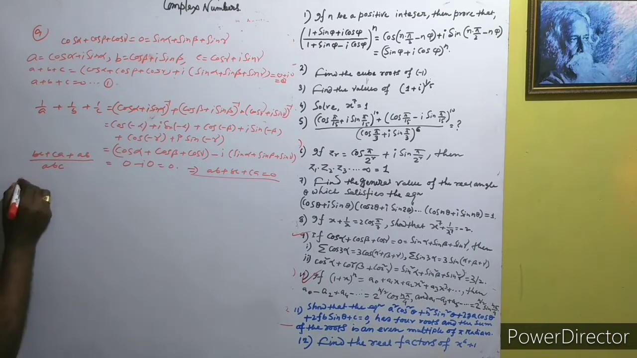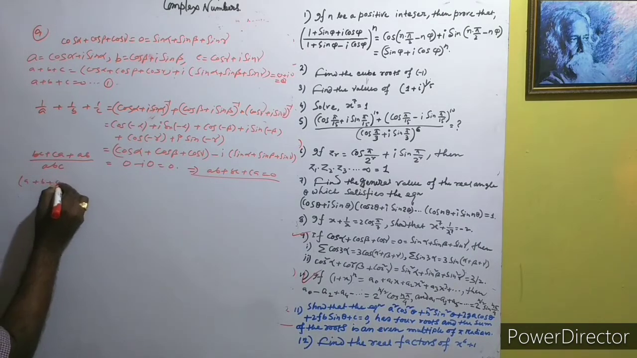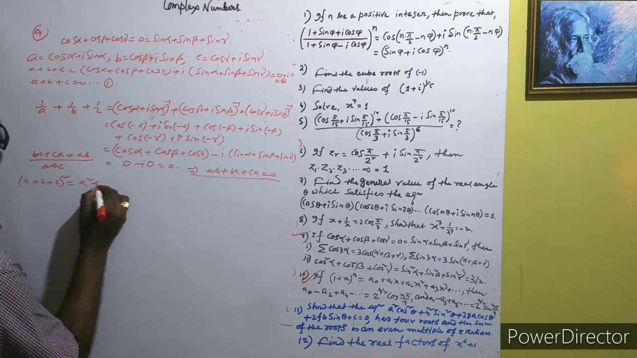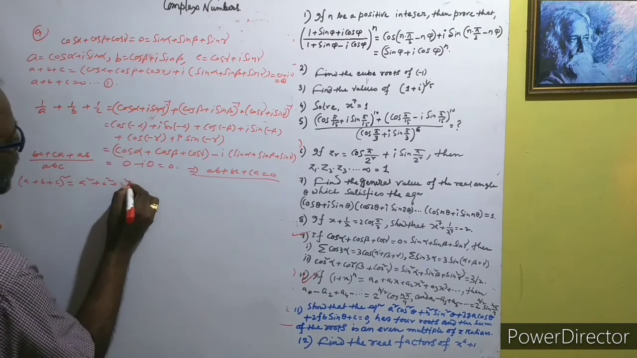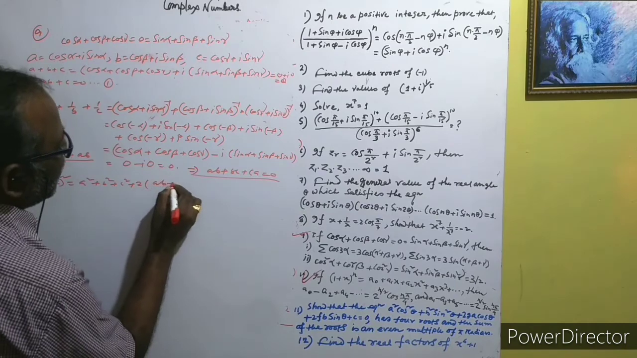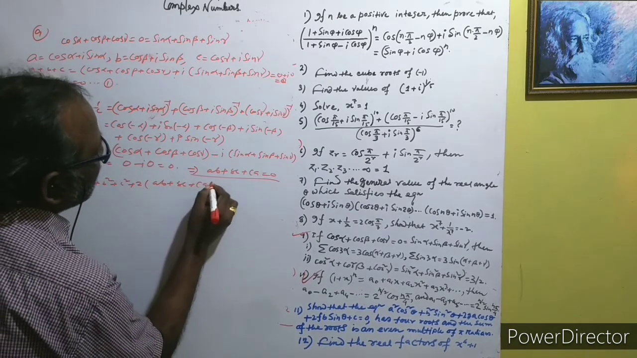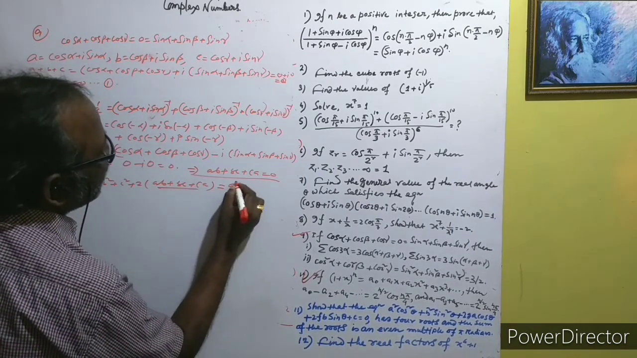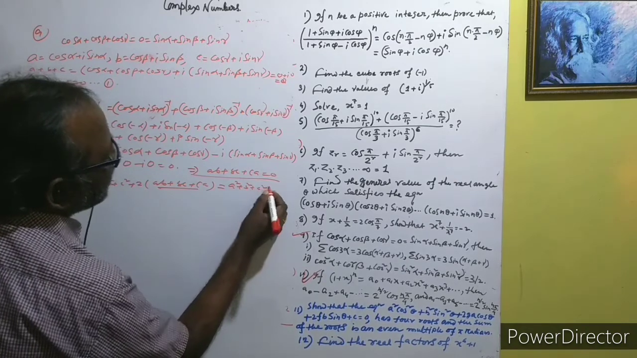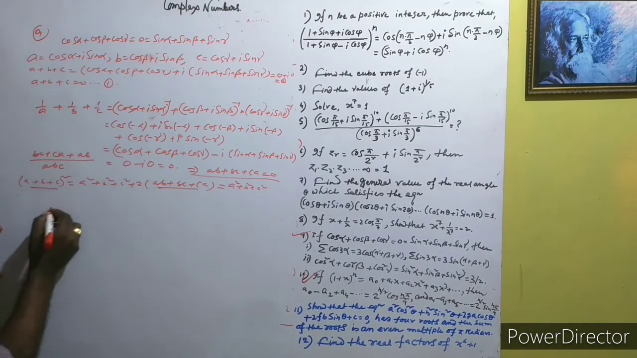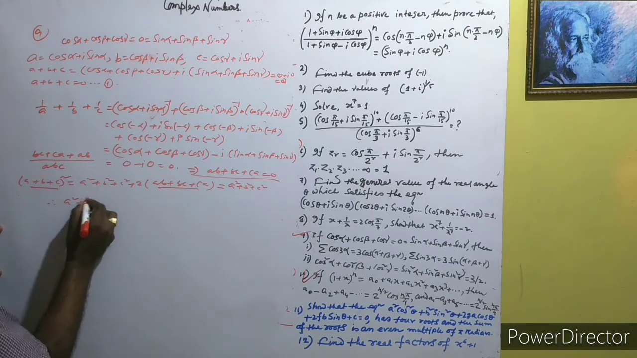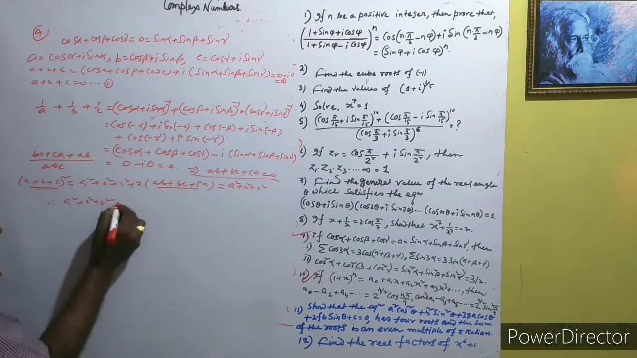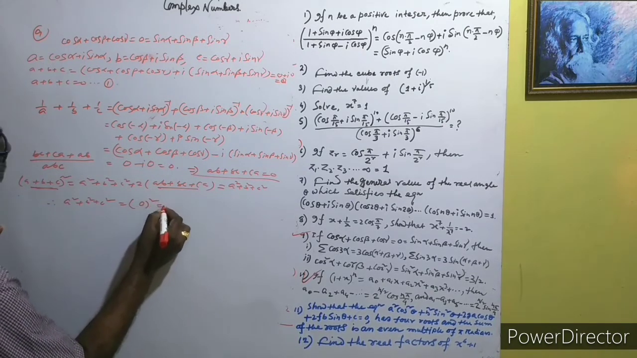Okay, find a plus b plus c whole square. That is a square, b square, and c square, plus 2ab, bc, and ca. And this is 0 here, so a square plus b square plus c square, and this is also a 0 whole square, so this is 0.